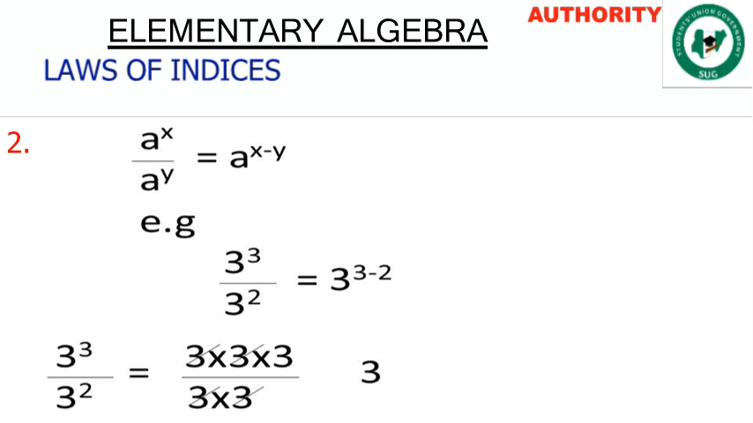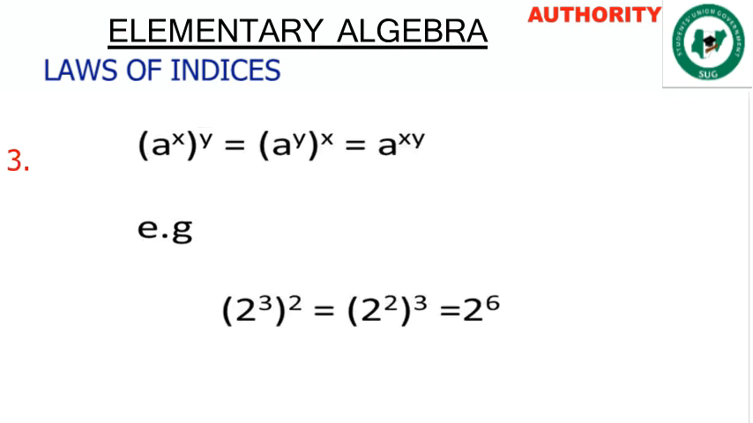Okay? That's good. Now you can also solve it another way. When you have 3 raised to power 3 all over 3 raised to power 2, it will give you 3 times 3 times 3 all over 3 times 3. Okay, so 3 will cancel 3, and 3 will cancel 3 again, remaining 3. Okay, that is it. Now let's go. Number 3.